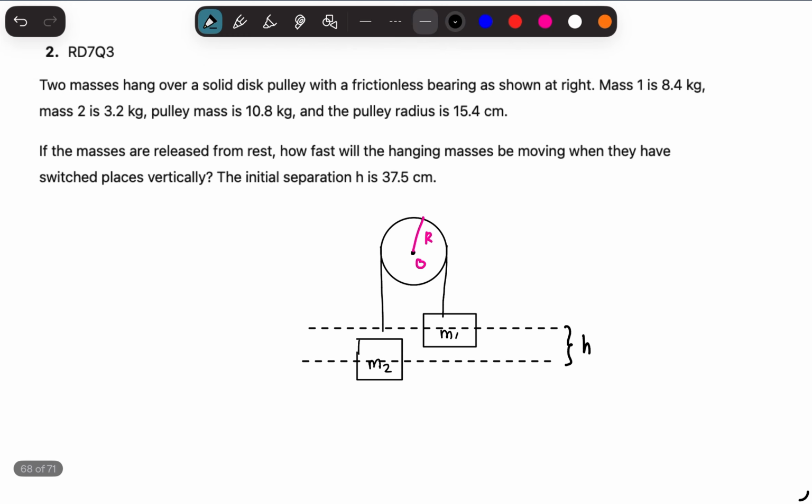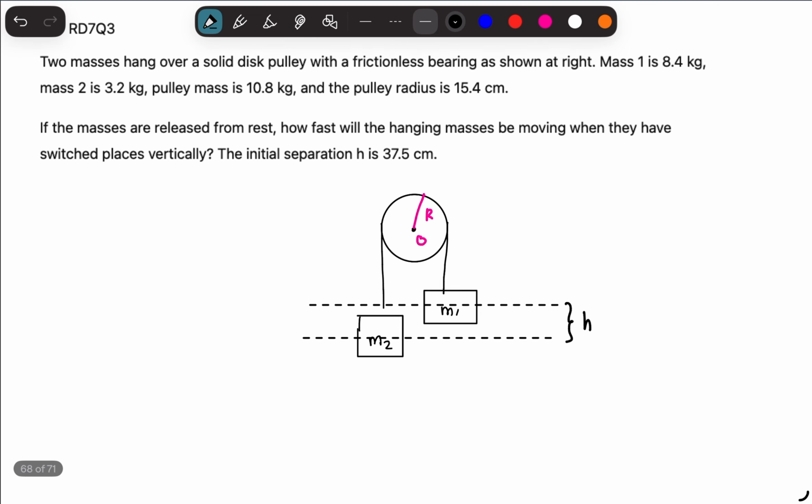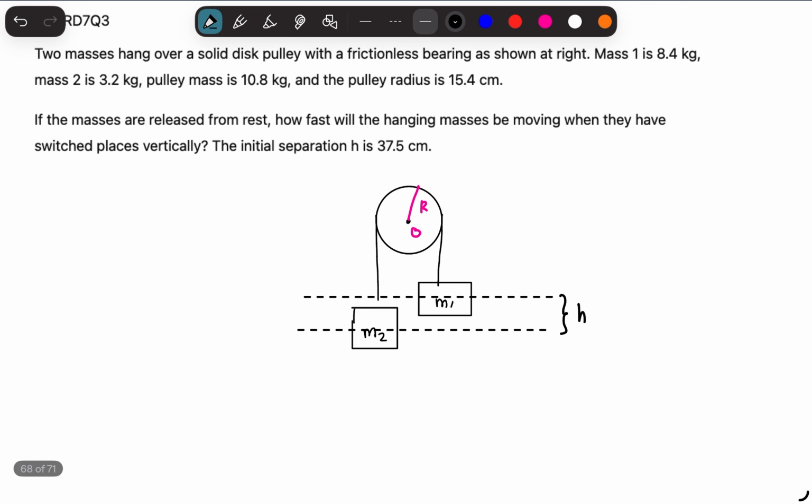Two masses hang over a solid disc pulley with a frictionless bearing as shown. Mass 1 is 8.4 kilograms, mass 2 is 3.2 kilograms, pulley mass is 10.8 kilograms, and pulley radius is 15.4 centimeters. If masses are released from rest, how fast will the hanging masses be moving when they have switched places vertically? The initial separation h is equal to 37.5 centimeters.